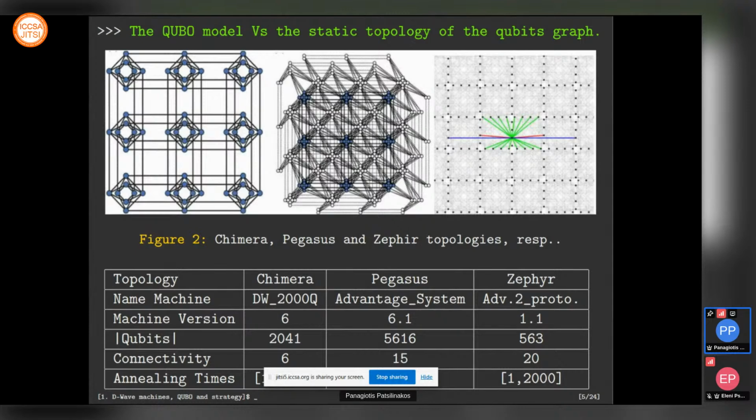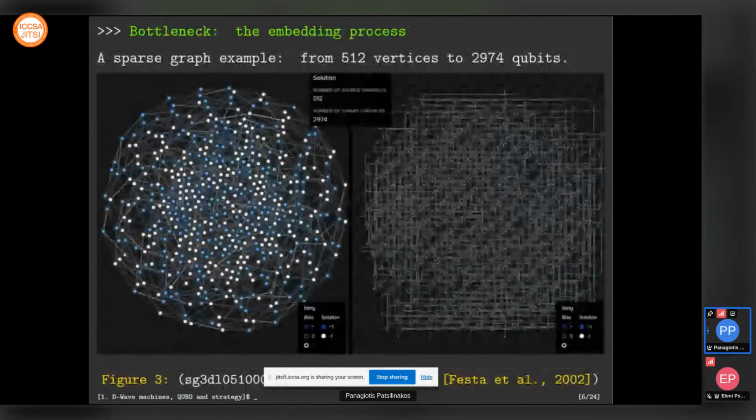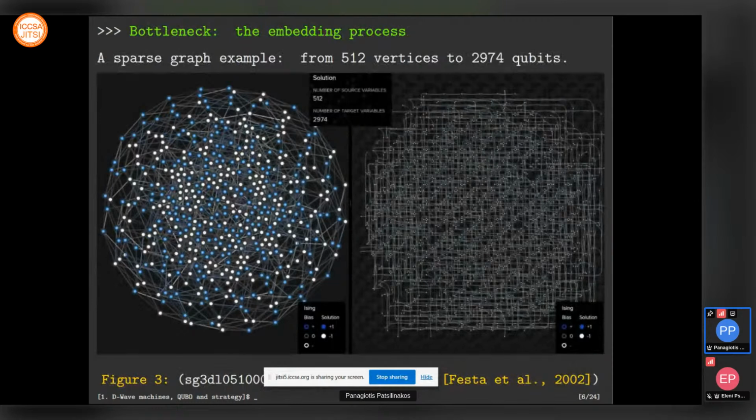Okay, I'll go fast on that. Here you have an example of a max-cut instance from the literature solved with such a machine. Here you have a max-cut graph with around 500 vertices. And finally, we need 3,000 qubits in order to map our instance into the QPU. And this graph is pretty sparse, and using 6 times more qubits than the number of variables is not so bad. But for more complicated problems, it's definitely a problem.